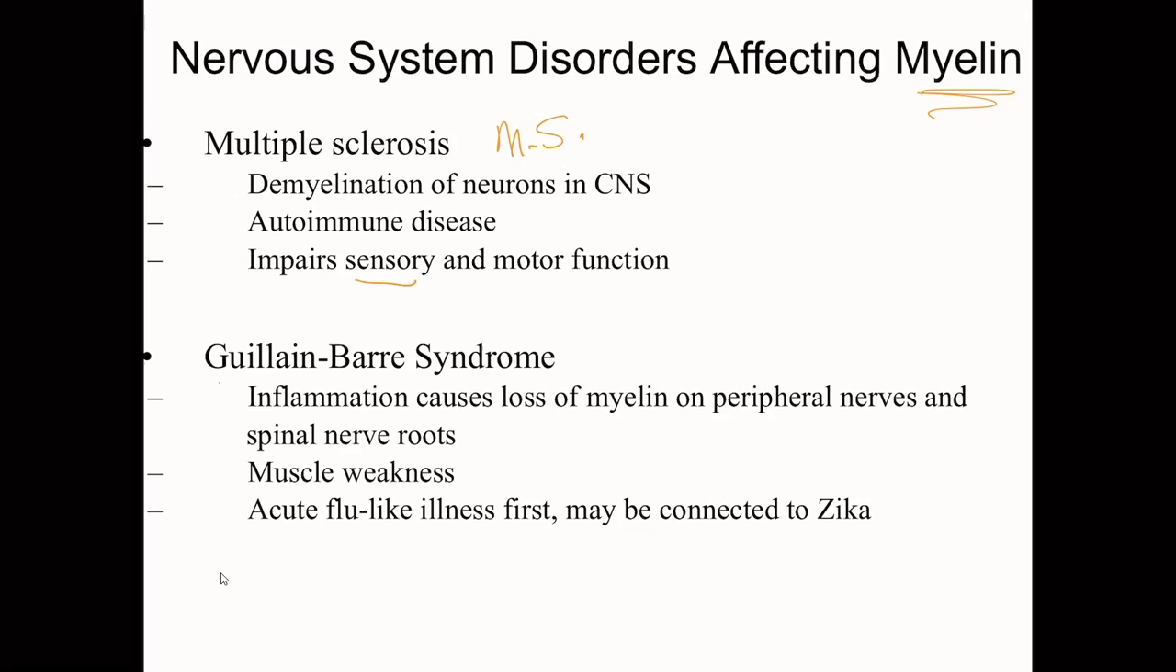Another one, I always butcher this, is Guillain-Barré syndrome. You hear people pronounce it different ways. With it, the inflammation is in the peripheral nervous system and the roots of the spinal nerve. So your muscles get weak, and people might have flu-like symptoms. They believe Zika could have long-term effects that actually cause this, so Zika virus.